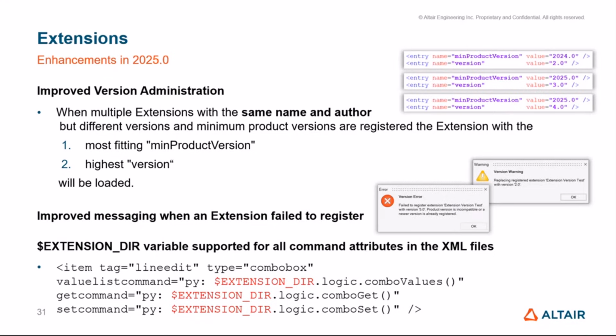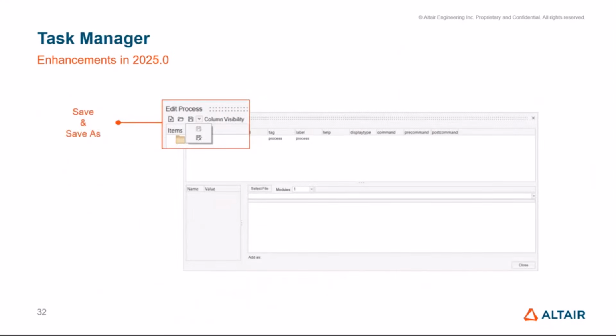So that's for extensions, and I'll close the session with the little enhancements on the task manager side, specifically on the edit process tool, where we now introduce save and save as. Again, a small step, but certainly improves the user experience when you're working with the file.